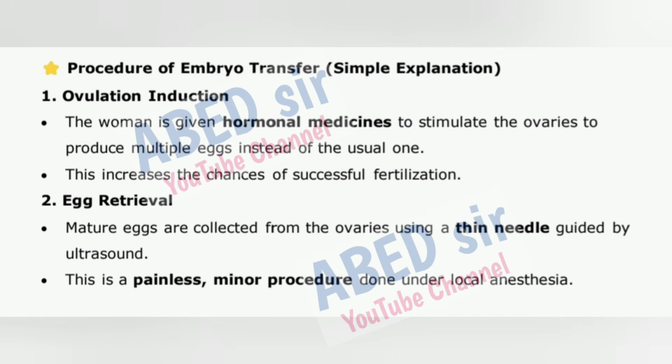Procedure of embryo transfer, simple explanation. 1. Ovulation induction. The woman is given hormonal medicines to stimulate the ovaries to produce multiple eggs instead of the usual one. This increases the chances of successful fertilization. 2. Egg retrieval. Mature eggs are collected from the ovaries using a thin needle guided by ultrasound. This is a painless, minor procedure done under local anesthesia.